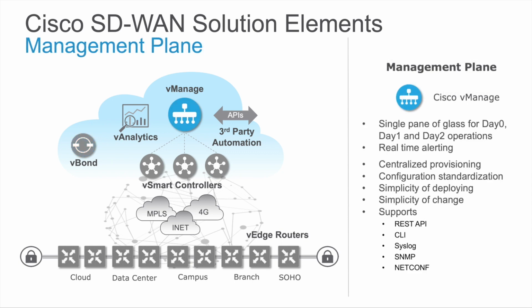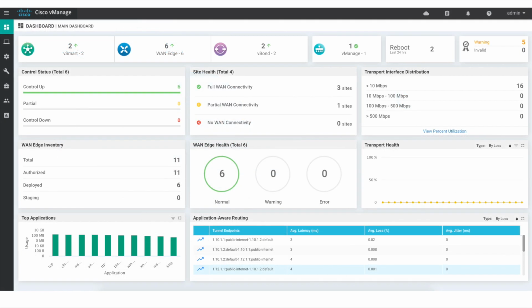Next is vManage. This is where your primary interaction with the network happens. All operations, configurations, creating templates, bring up devices, policy design, troubleshooting, monitoring, all of that is done from the vManage GUI interface. This is a screenshot of the vManage dashboard, just to give you an idea of what it looks like. If you would like to have a demo of the functionalities of vManage, please contact me.